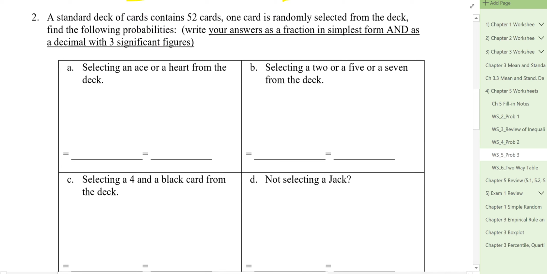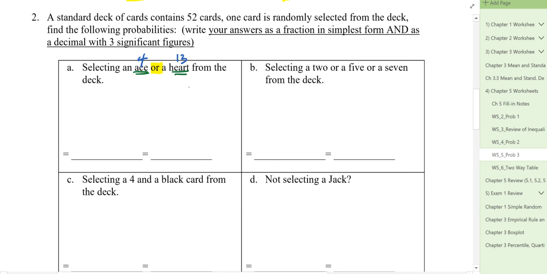Ace or heart. Notice the keyword here: "or" tells me to add them. Ace, there are 4 cards that are aces, so 4 out of 52. Heart means there are 13 cards that are hearts. Okay, but they do overlap. Think about it: the ace of hearts is 1 card that is both an ace and a heart.